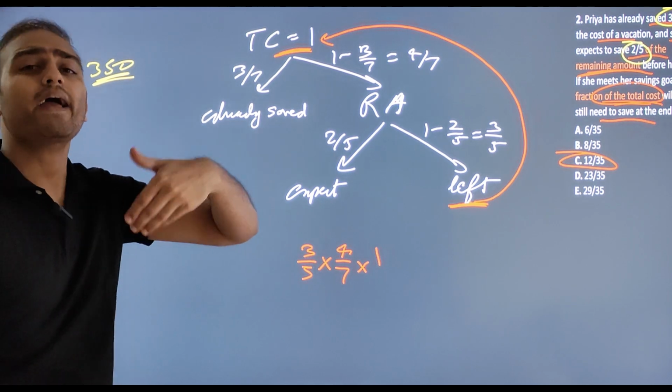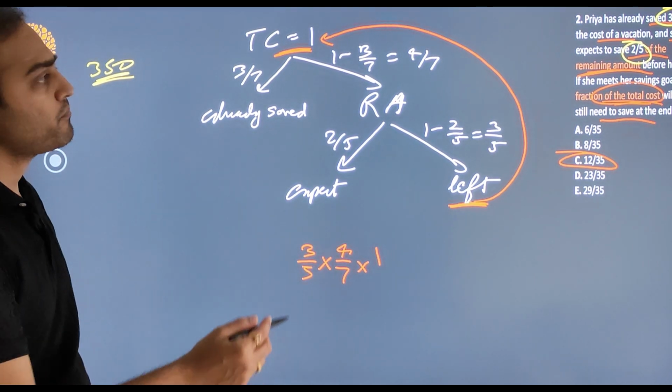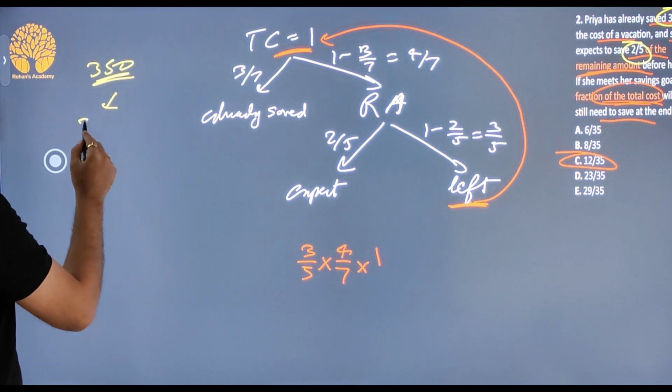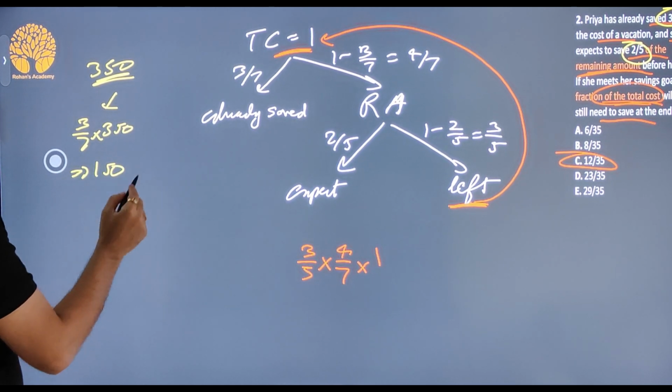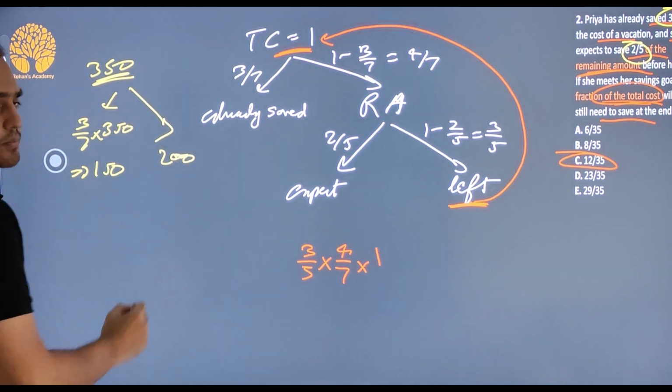Why 7 and 5? So that your calculations become easier. So she has already saved 3/7, right? 3/7 of 350 is 150. So we know she needs 200 more.